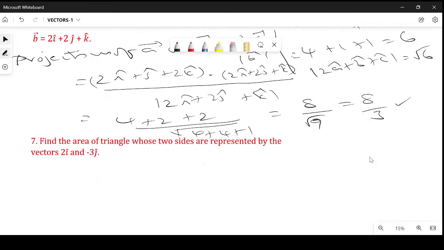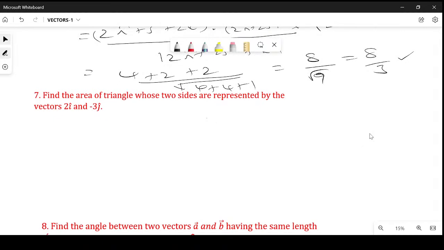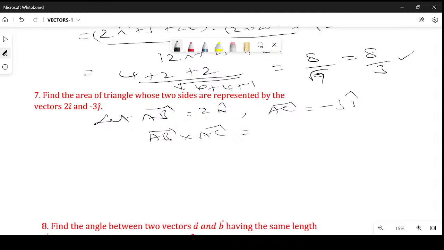Find the area of the triangle whose two sides are represented by the vectors 2i cap and minus 3j cap. When they are asking area of the triangle whose sides are represented by the vectors, I can consider, let for convenience, AB bar equal to 2i cap and AC bar equal to minus 3j cap. You find AB bar cross AC bar, just apply cross product.